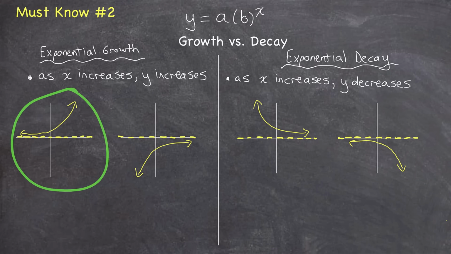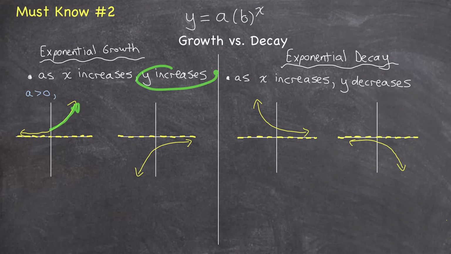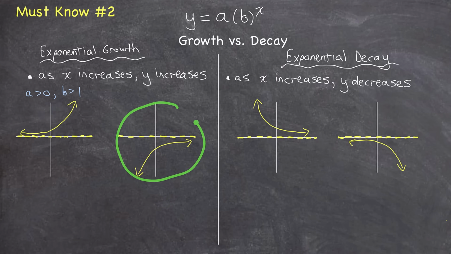Let's look at this first graph. Notice it starts above the x-axis, so the a value must be positive. And as we move to the right, the y values are increasing. So the initial value, the a value, must be being multiplied by a number that's bigger than 1 to make it increase. So the b value must be bigger than 1. But for this graph, its initial value, its a value, must be negative because it's below the x-axis. And for that function's y value to increase as we move to the right, the initial value, the a value, must be being multiplied by a number between 0 and 1 to make it get closer to 0.